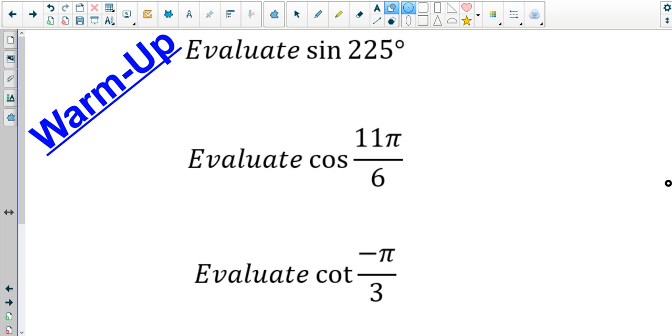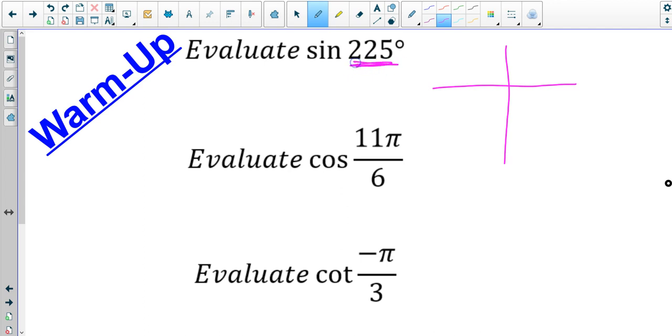Okay, so what you should have done on number 1 is you should have drawn a graph, and 225 degrees is in quadrant 3. So we always draw it in standard position back to the x-axis, and we would see that that would be a 45 degree angle, because 225 degrees is 45 degrees more than 180.